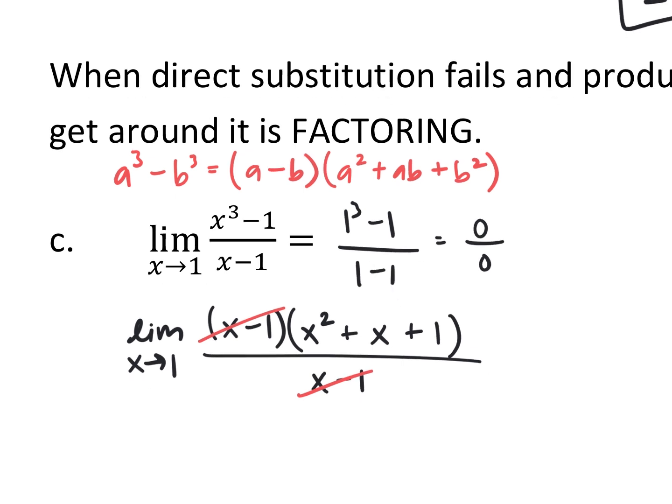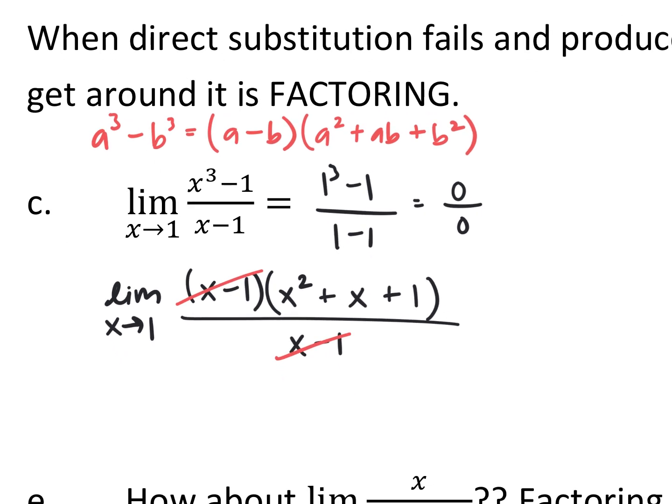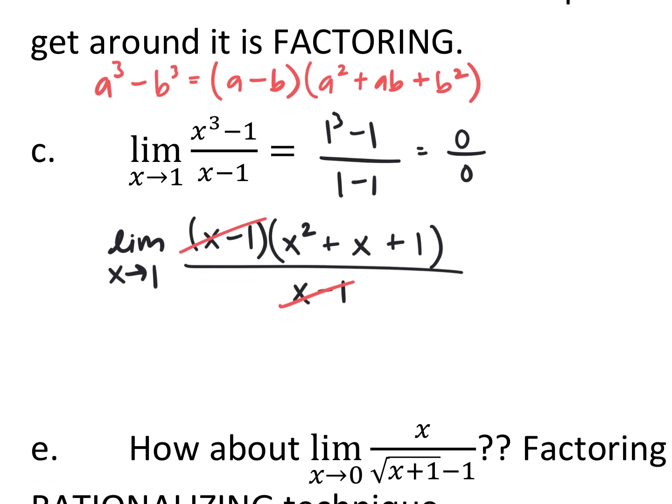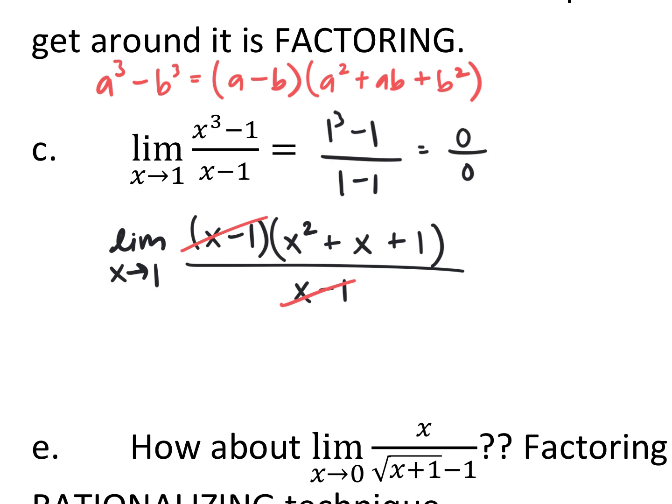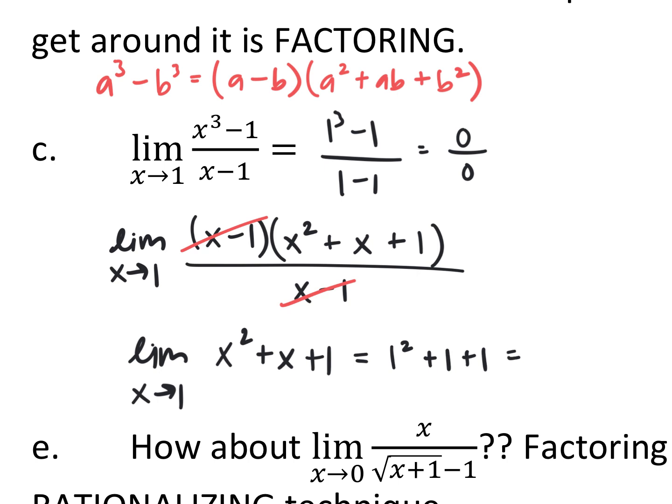But now if I plug in 1 and evaluate this limit as it approaches 1, using just the x squared plus x plus 1 part, we should get a number output. So let's go ahead and rewrite this. I'm going to rewrite it as the limit as x approaches 1 of this function, and then I'm going to show that I'm plugging in 1, which means you don't need to write the limit anymore. So I'm plugging in 1, and if I evaluate that, we get 3.